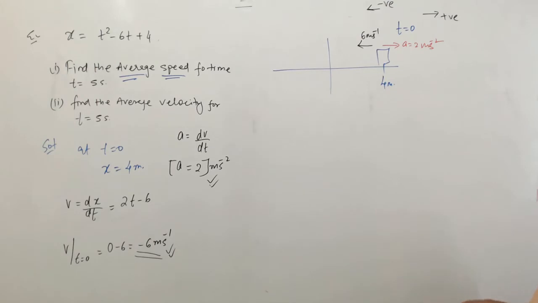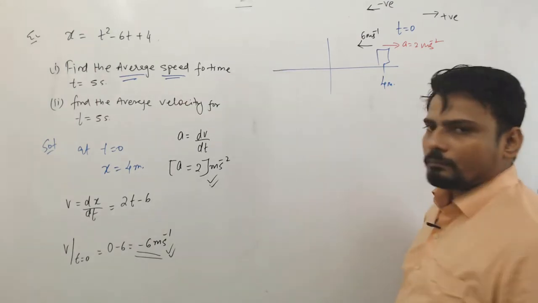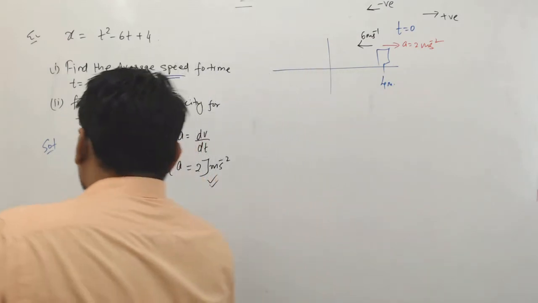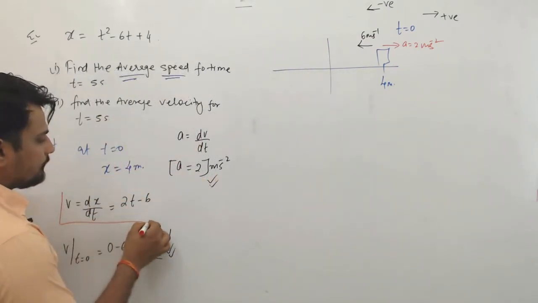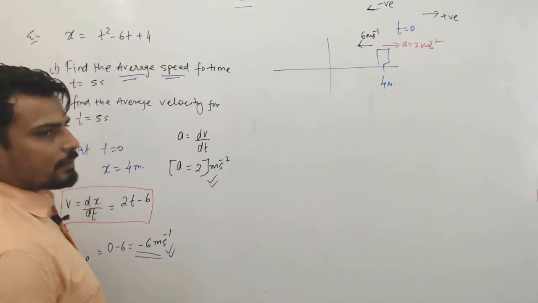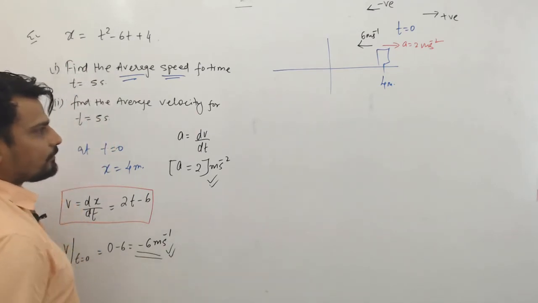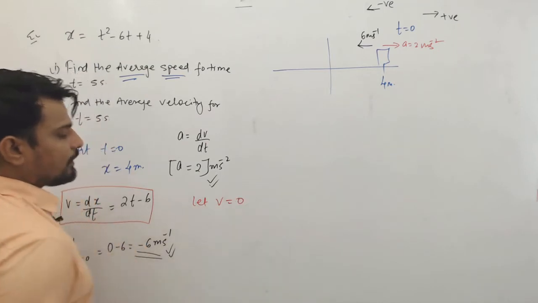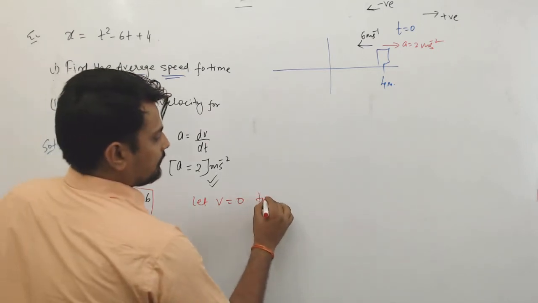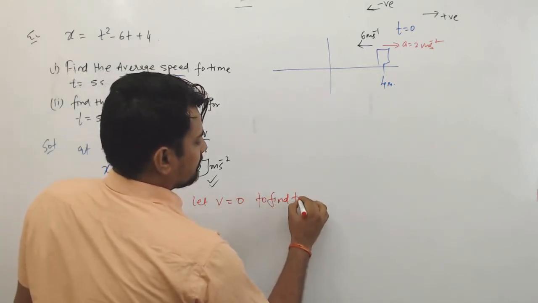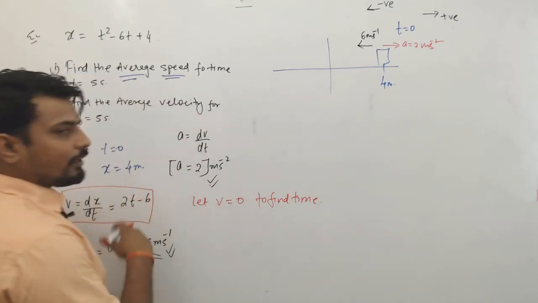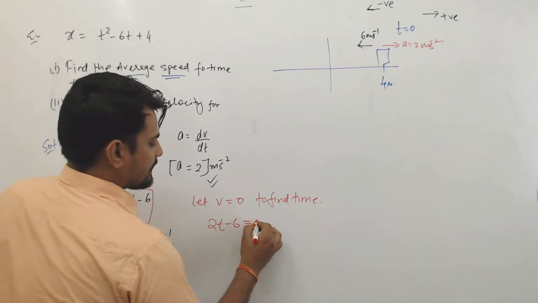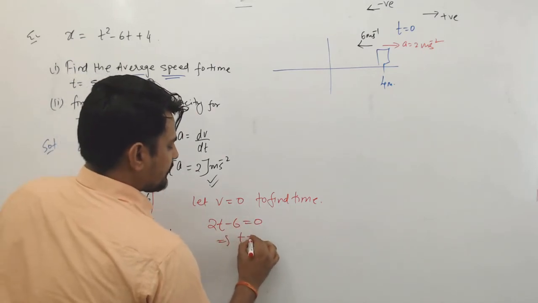तो अपने को चेक करना है कि भैया वेलोसिटी जीरो कब हो रहा है इसका. When the velocity is coming to be zero, and who will help me? Of course, this fellow is going to help me to figure out the time when the velocity is coming to zero. So let v equals 0. Why? To find the time when it is going to be 0. So here we have what? 2t minus 6 equals 0. That implies t equals 3 seconds.